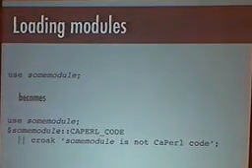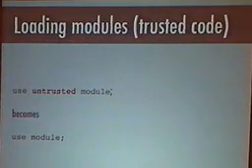When you use a module, it checks whether it's Capel code. So you do use some module, check whether that global is set in that module, and die if it isn't. If you use an untrusted module, which again, remember, only trusted code can use an untrusted module, and that's enforced by the compiler, then that just becomes use module in the usual way.